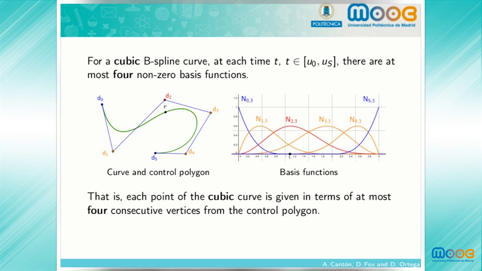For a cubic B-spline curve, at each time t, there are at most 4 non-zero basis functions. That is, each point of the cubic curve is given in terms of at most 4 consecutive vertices from the control polygon. For instance, in the curve depicted here, only the control vertices d sub 1 to d sub 4 affect the position of p, and only the corresponding basis functions N sub 1,3 to N sub 4,3 are non-zero.